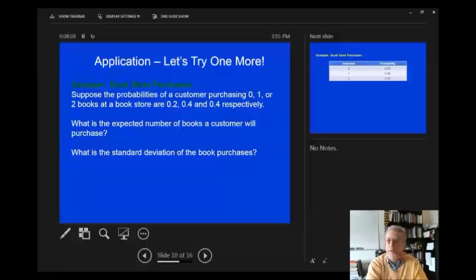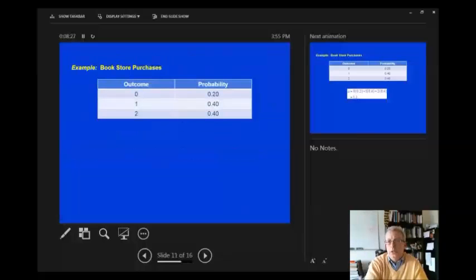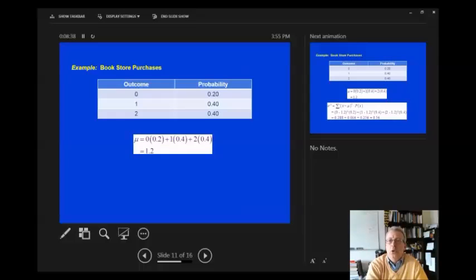So I expect you're already thinking, I can set that easily up in a table. I can multiply those across, add those down. I'll have my expected purchases by customer, and then I can also calculate my variance and subsequently my standard deviation in order to understand how much variability exists in this model. So let's give it a shot. Here's my table. I can multiply 0 times 0.20, 1 times 0.40, and 2 times 0.40 and come up with my expected outcome, which will be 1.2. So on average, I can expect that a consumer will buy 1.2 books while visiting my bookstore.